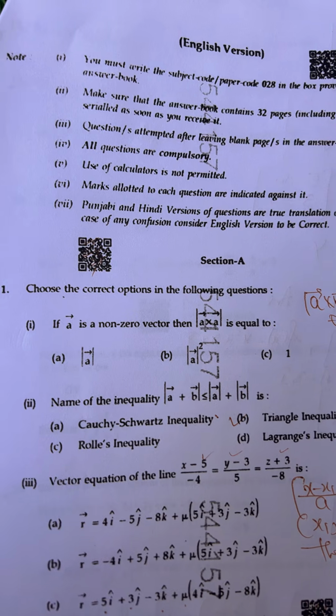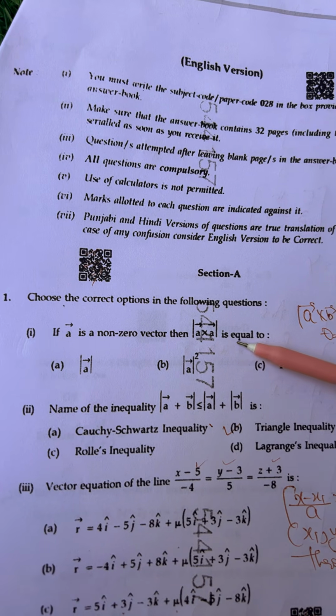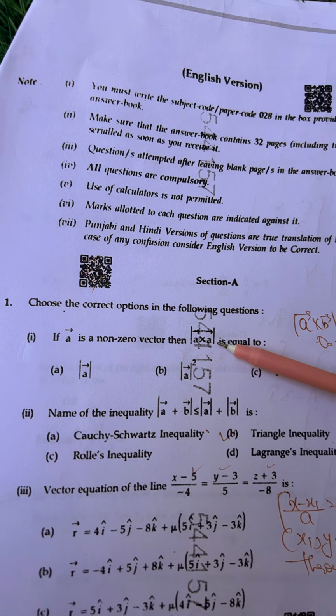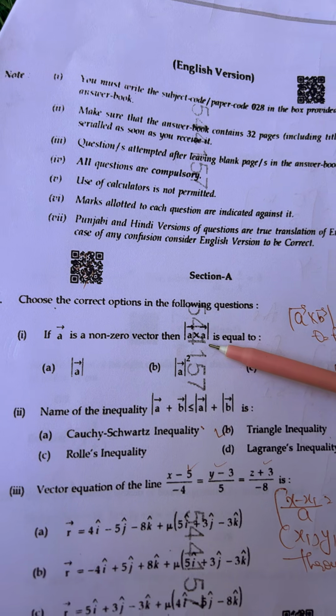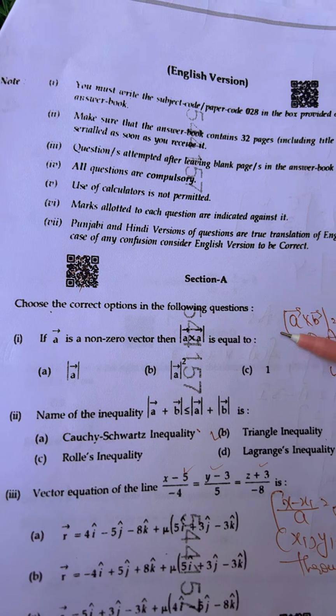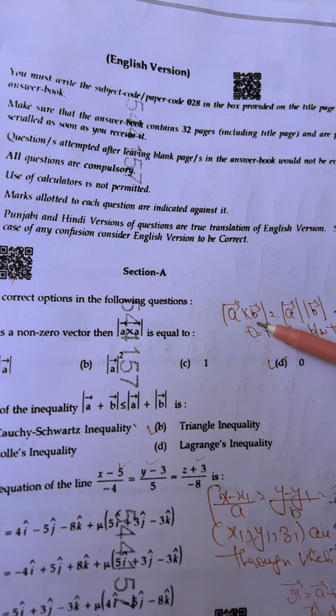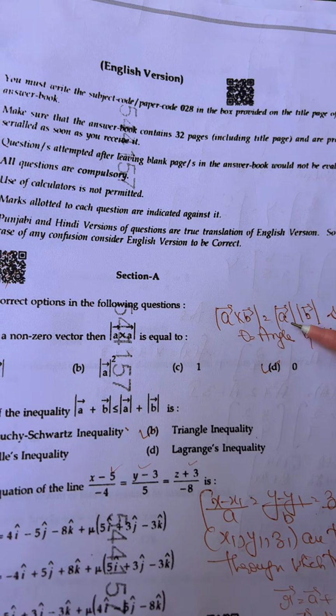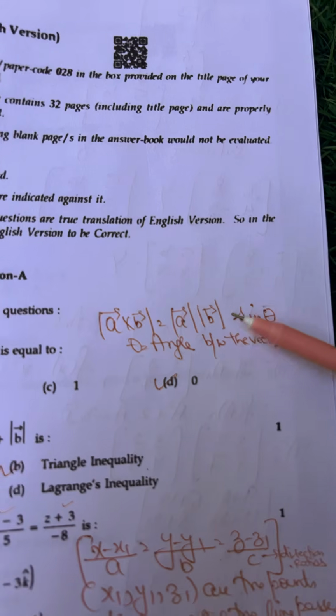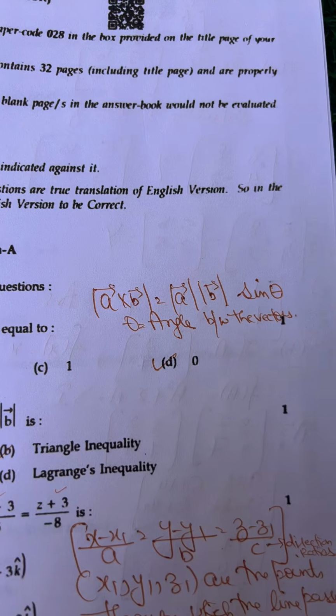If A is a non-zero vector, the magnitude of A cross product A vector is equal to... We know that the cross product of two vectors is always a vector, and the magnitude is equal to the magnitude of the first vector, the magnitude of the second vector, into the sine of theta, where theta is the angle between them.